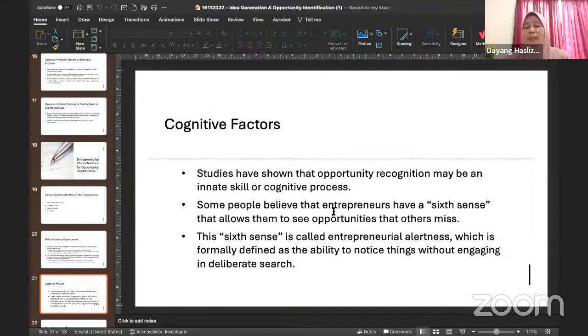Cognitive factors. Studies have shown that opportunity recognition may be something innate, or a cognitive process. People say that entrepreneurs have a sixth sense that allows them to see opportunities when others see only problems. Other people are just experiencing, but entrepreneurs see how it can be solved. It's actually an alertness of your surroundings, noticing when people are having problems, what the problem actually is, and thinking of ideas for how it can be solved. For example, applying technology which has been applied at other places to the situation. Being innovative, there is alertness, which people say is some kind of sixth sense.